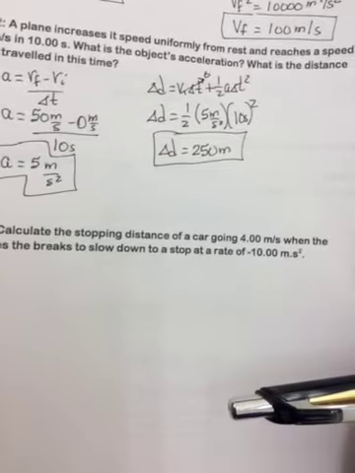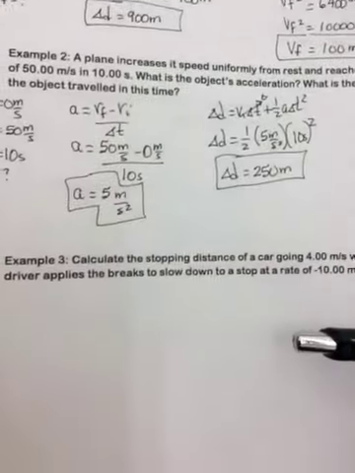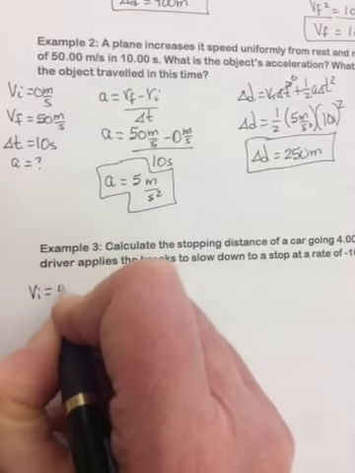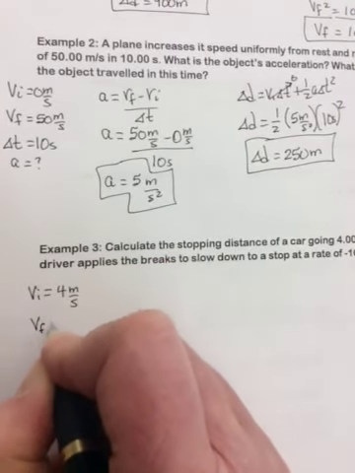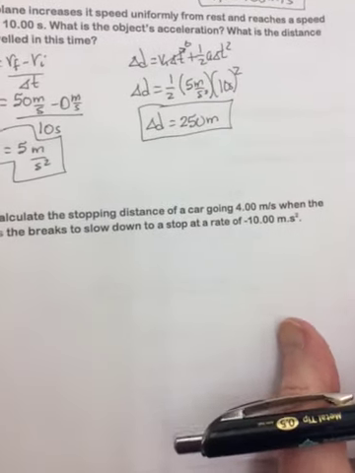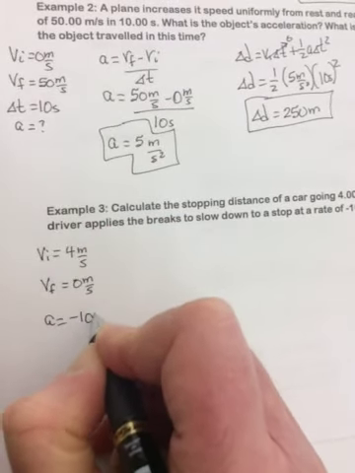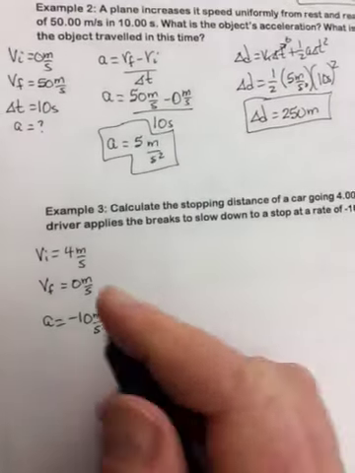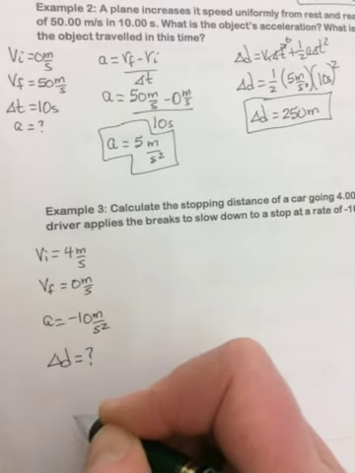Okay? Number 3, calculate the stopping distance of a car going 4 meters per second when the driver applies the brakes to slow down to a stop at a rate of 10 meters per second squared. Okay, so going initially 4 meters per second, so VI is 4 meters per second. Slows down to a stop, VF is 0. And it says slows down at a rate of negative, simply meaning in the opposite direction of motion, negative 10 meters per second squared. Calculate the stopping distance. Delta D equals.